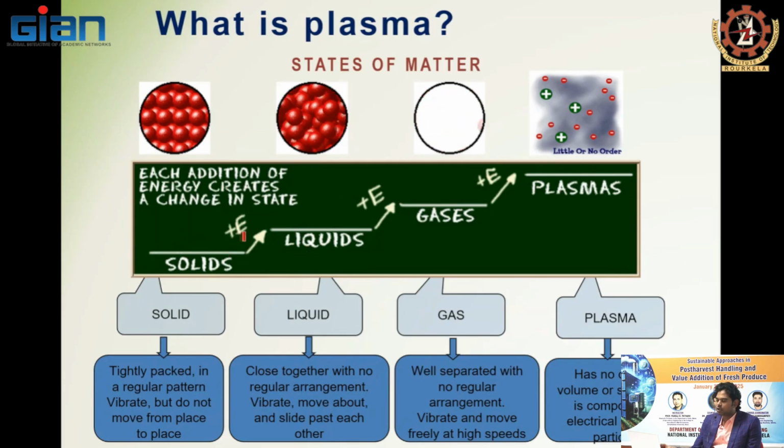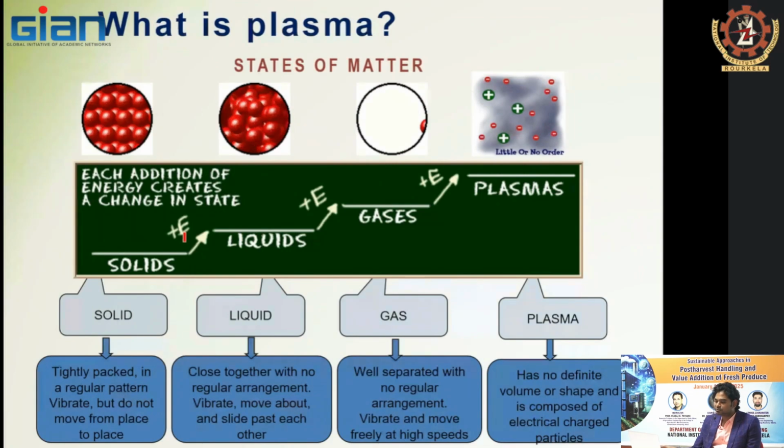When one electron or one energy state is excited from the solid state, we have the liquid state, where the atoms are closely packed together but not in a fixed matrix. They can be randomly moving, close together with no regular arrangement, vibrating, moving about a particular lattice and sliding past each other. So that is the liquid phase, whereas the gaseous phase is well separated with no regular arrangement. It vibrates and moves freely at a high speed. So that is the difference between the solid, liquid and gaseous phases.